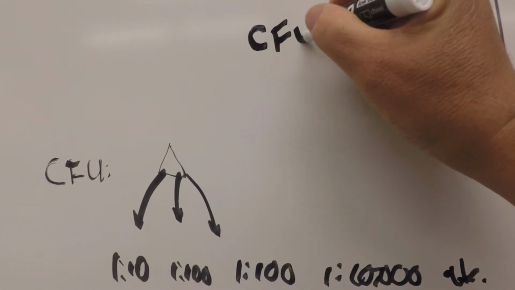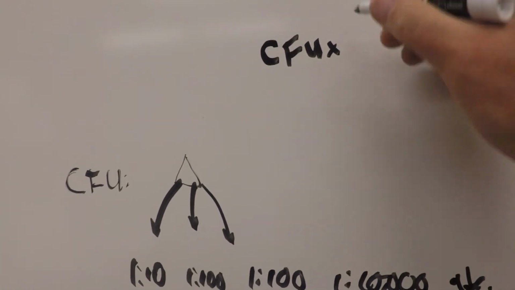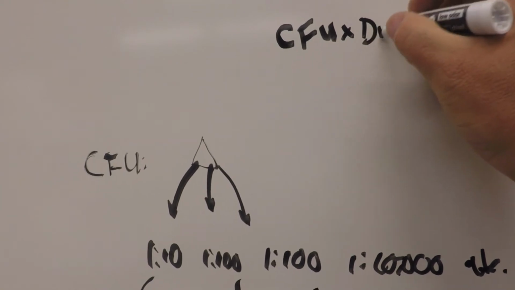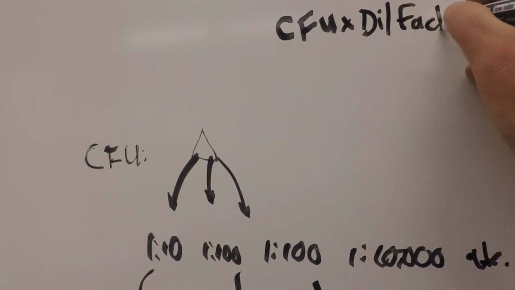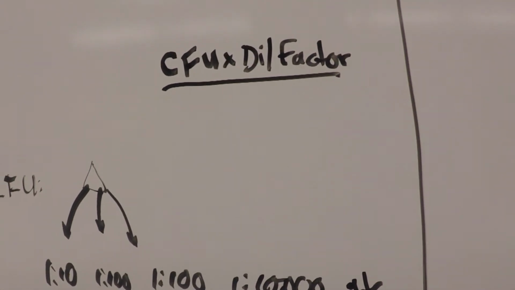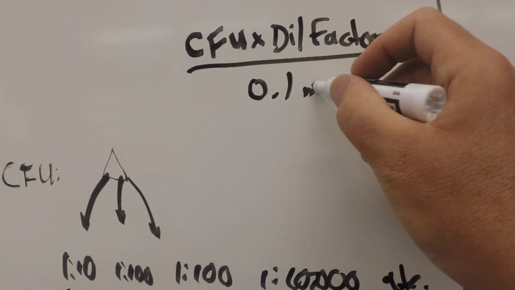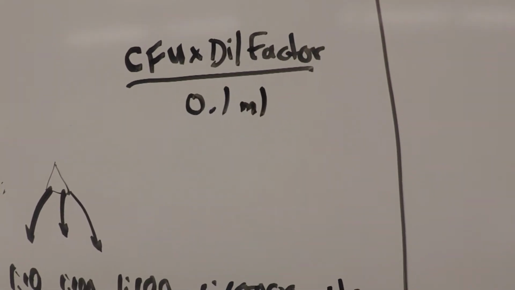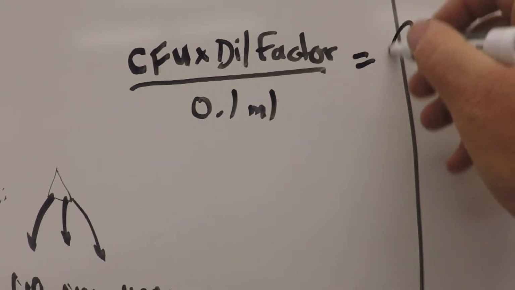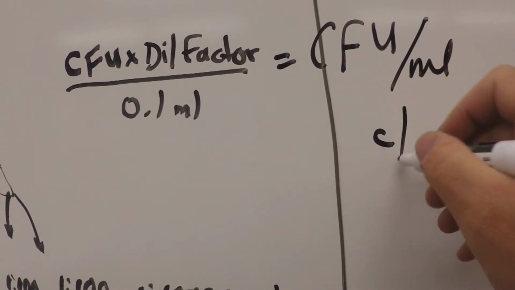It is the CFU times the dilution factor, all divided by how many mils you plated. And in our case, standard, we're putting in 0.1 mil, which is the same as 100 microliters. That's what we put down on our little plate. That's going to give you CFU per mil, or cells per mil.